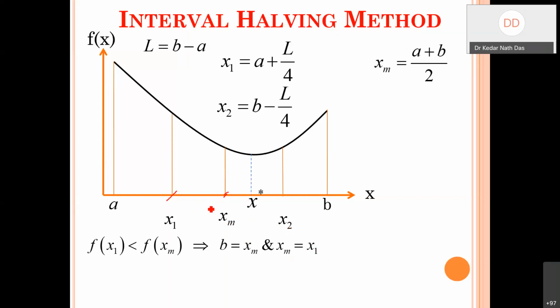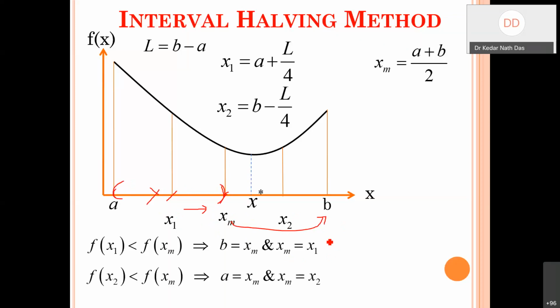So this has been shifted towards the right automatically. The new value of xm is x1, and the new value of B is xm, so xm is going to be this part. Ultimately this entire region is going to be eliminated. That's why half of the region is eliminated in this interval halving method. Similarly, we can eliminate the rightmost part if the condition is changed.